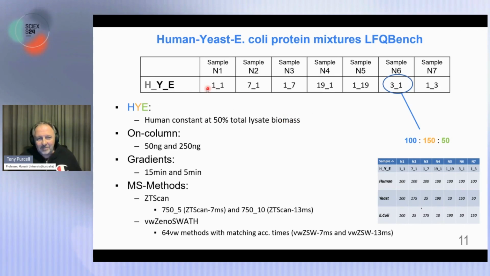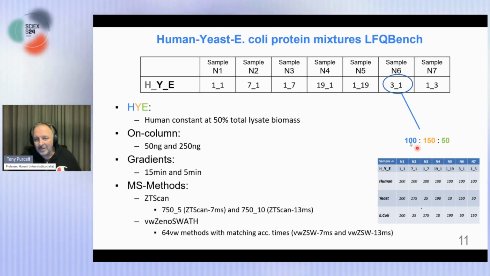To explain these ratios a little more clearly, for example, this 3:1 here would have 50% human, so 100 nanograms, let's say, in this case, and then a 3:1 ratio of the yeast to E. coli. So if this is 50%, then we need 200 nanograms of the corresponding digest. So here we have 150 nanograms of yeast to 50 nanograms of E. coli. This is explained in more detail in this panel here.